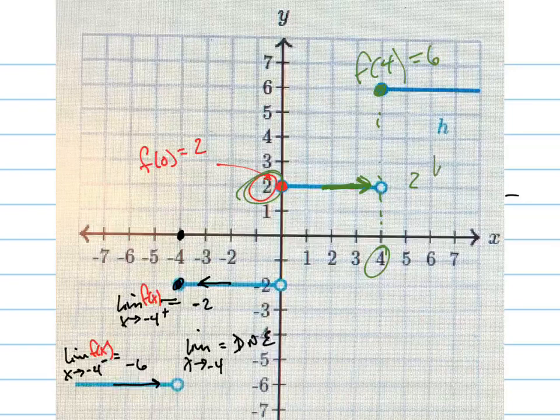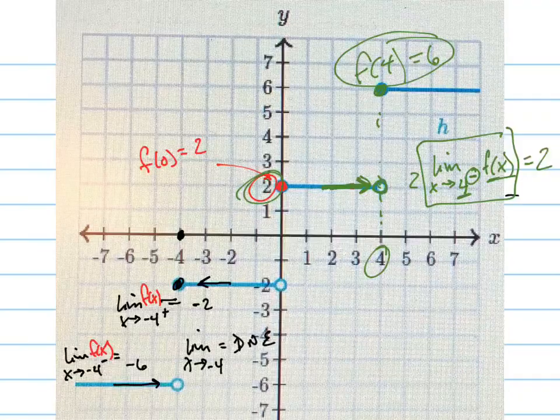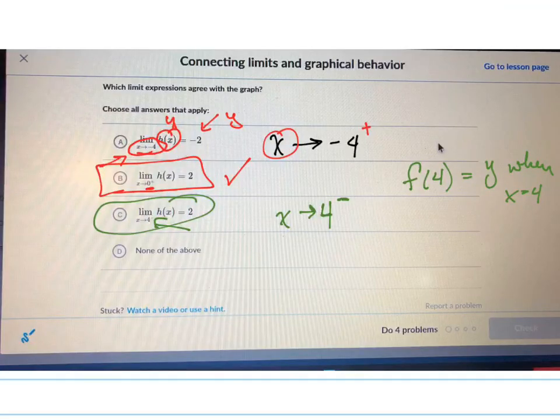So the limit as x goes to 4 from the left of f of x literally means, what would you expect the function value to be when you're coming to the x value of 4 from the left? And you would expect the value to be 2. Now, is f of 4 2? No, f of 4 isn't 2. f of 4 is 6, but that's not what limit is about. The limit doesn't mean what the function value actually is. It's about what you expect the function value to be. So this is also true.